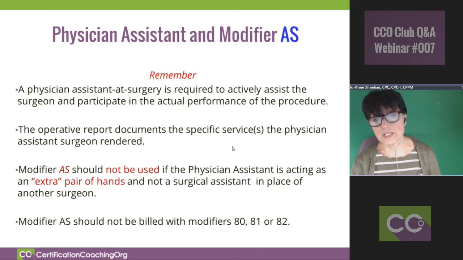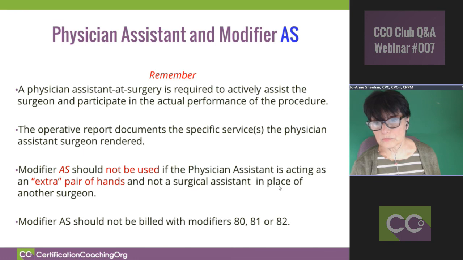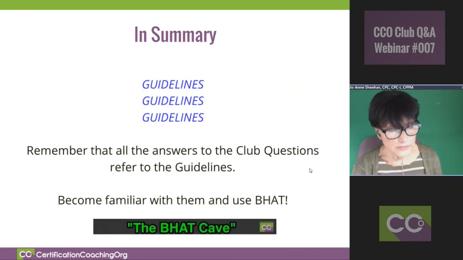So obviously, if he's just that extra pair of hands helping the doctor, then just bill under the doctor. But if she's actually being an assistant at surgery, then you would attach modifier AS and bill under her NPI number. Modifier AS should not be billed with modifiers 80, 81, or 82. So that's basically what that's all about.